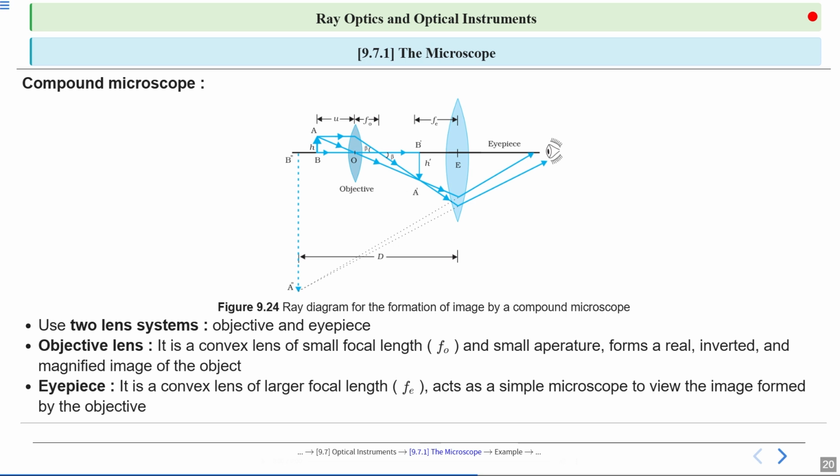Erect with respect to the intermediate image, but it is inverted with respect to the object. Okay, so it acts as a simple microscope, allowing us to view the image formed by the objective lens. This combination of lenses is what makes the compound microscope so powerful.